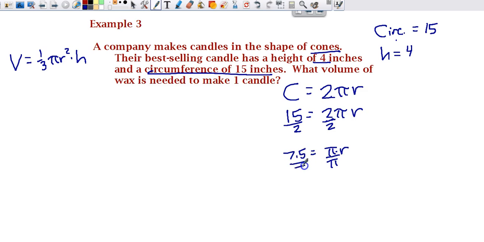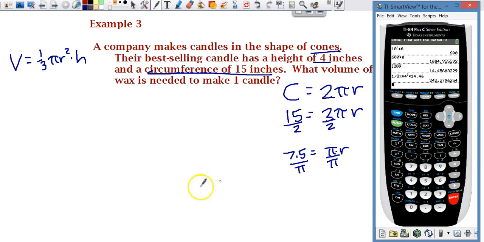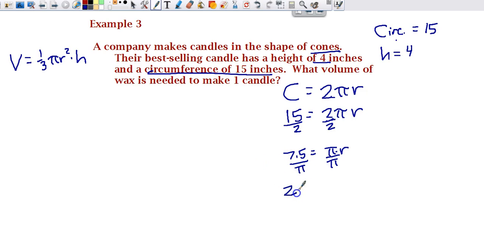And then one more step to divide, and you're going to get, we'll say, 2.387. There's your radius. So we're set, guys. We got our height, we got our radius. We're going to plug in. So plug it into your calculator, pause the video, see what you get, and then unpause it and watch me do it.